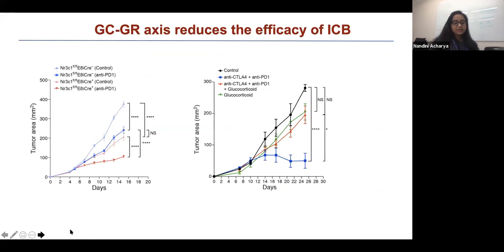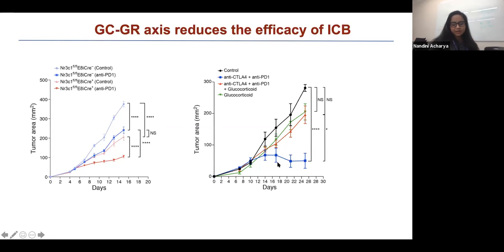We next wanted to see the effect of steroid signaling in response to checkpoint blockade therapy. So we took wild type and knockout mice, the knockout being the glucocorticoid receptor knockout mice, and administered anti-PD-1 to both. As you can see here, the knockout mice treated with anti-PD-1 had more protection from tumor burden as compared to the wild type. So this shows that the absence of glucocorticoid signaling in CD8 T cells enhances response to checkpoint blockade therapy.